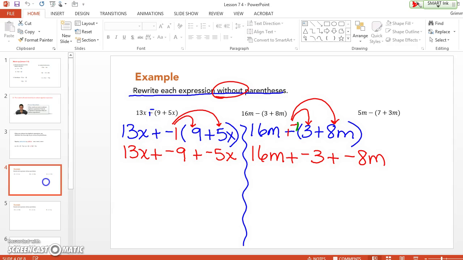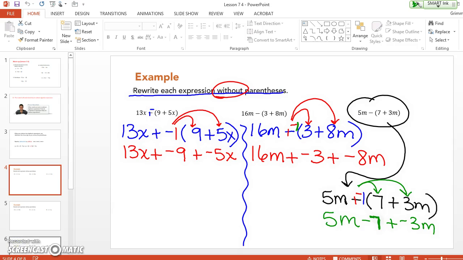It didn't tell me to simplify it. It just told me to rewrite it without parentheses. Okay? All right, you try that last one. Let's see if we're getting somewhere, if you're understanding now. Did you guys get 5n minus 7 plus -3n? Yes. Okay, if we didn't, what can I help with? Where?